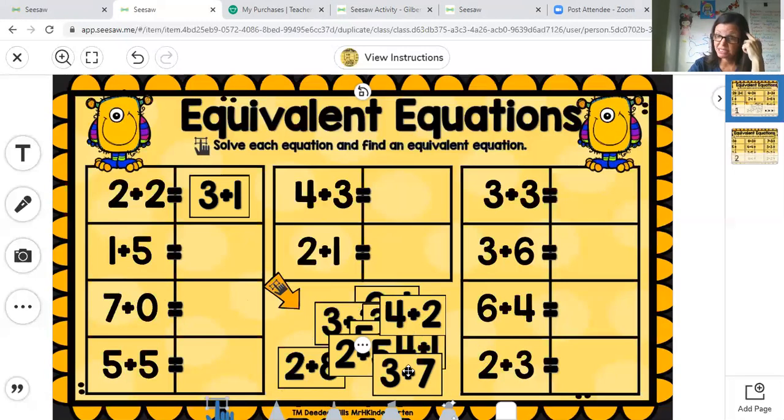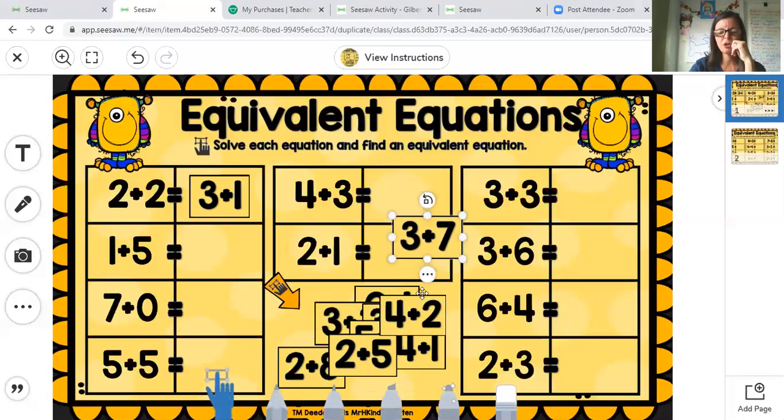We take the bigger number, 7, and we count on by 3: 7, 8, 9, 10. Well, does 10 equal 6? No. So we know that we can't use that one, so we're going to kind of slide that out of the way. So let's try this one right here, 4 plus 2. So 1 plus 5 equals 6. Let's see, 4 plus 2 more: 4, 5, 6. Aha. So 1 plus 5 is equal to 4 plus 2 because they both equal 6.